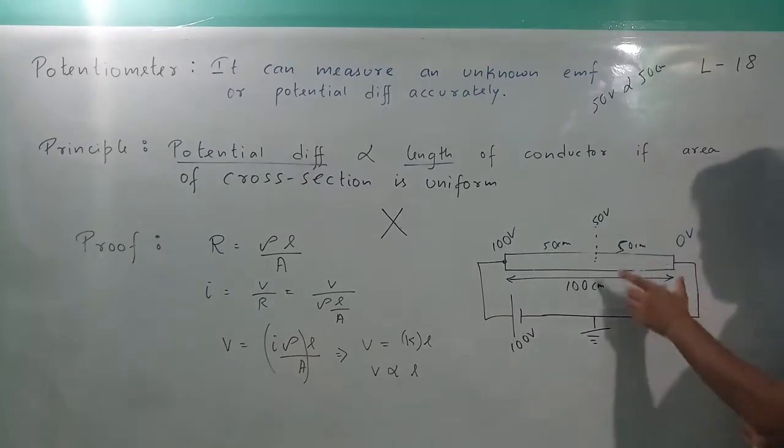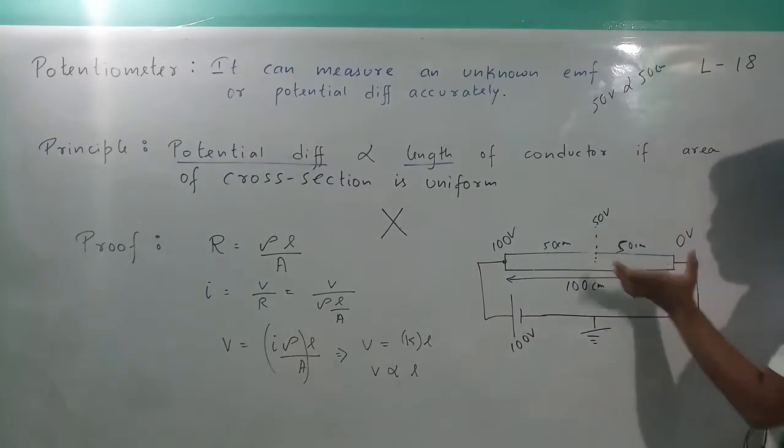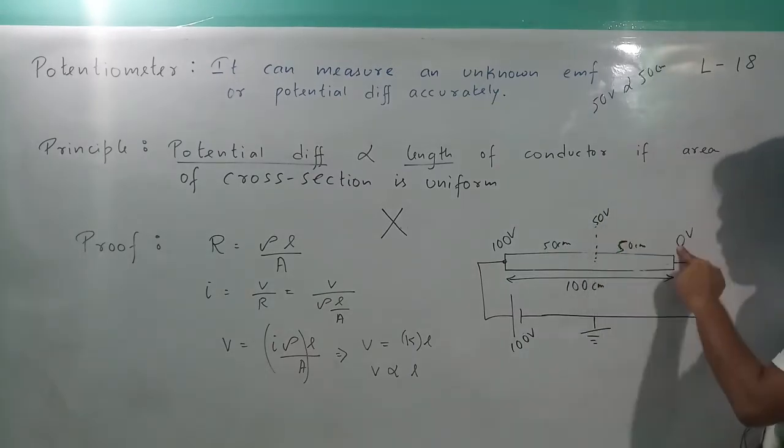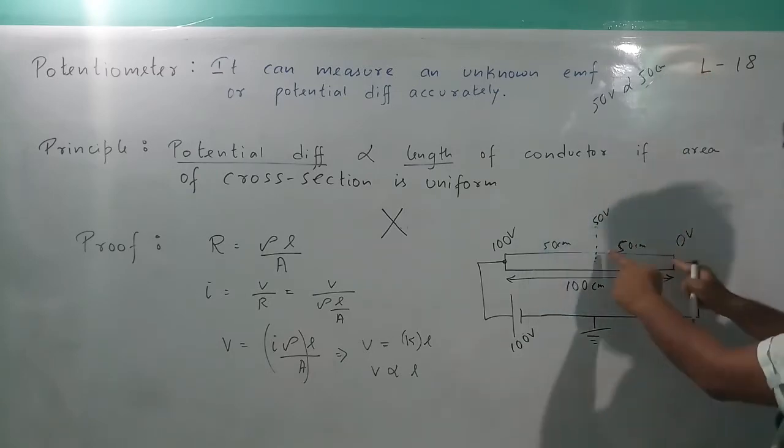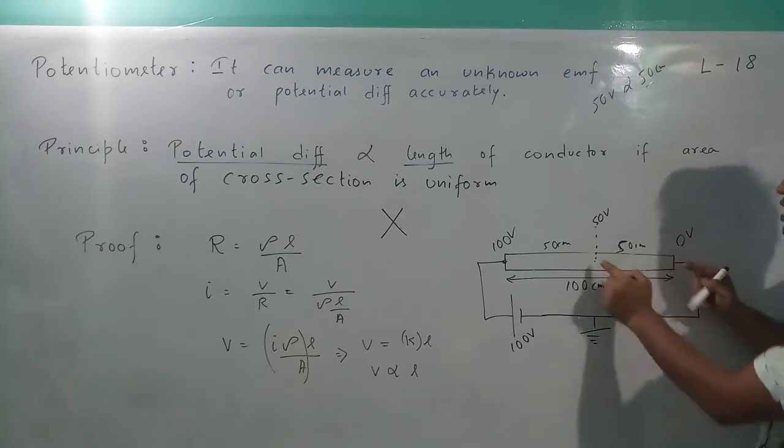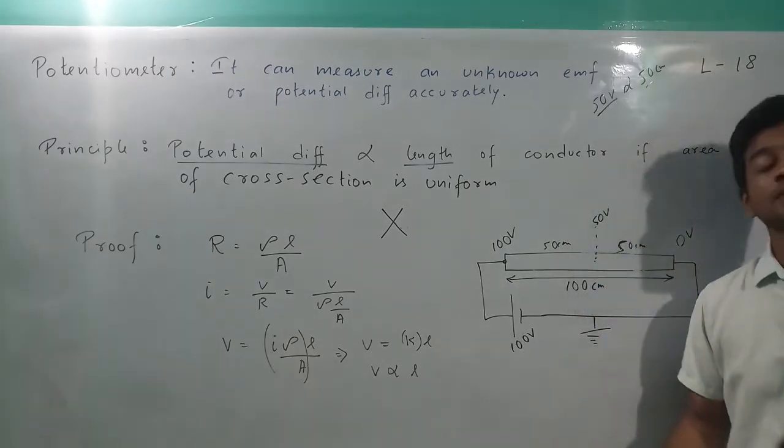Next case. If you see this length of 50 centimeter, what are we finding? What is the potential difference? 50 minus 0, again 50 volt. So for the same 50 centimeter, although a different 50 centimeter, the potential difference is coming out to be the same.